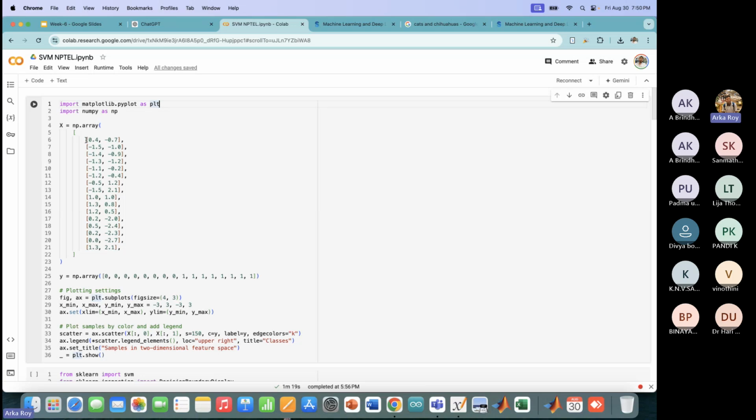Okay. And each of the data points, for example, this particular data point belongs to class 0. This particular data point belongs to class 0. In this way, I have some samples of class 0 and several samples of class 1. So this is a binary classification problem. And then what I am doing is plotting those data samples, and let us see how it looks.